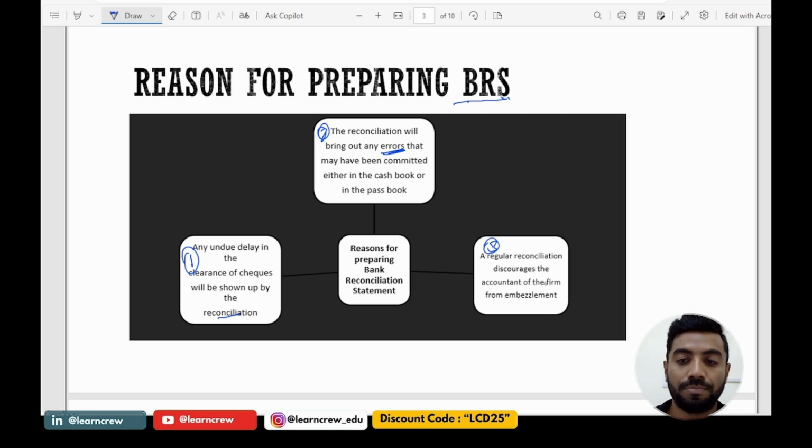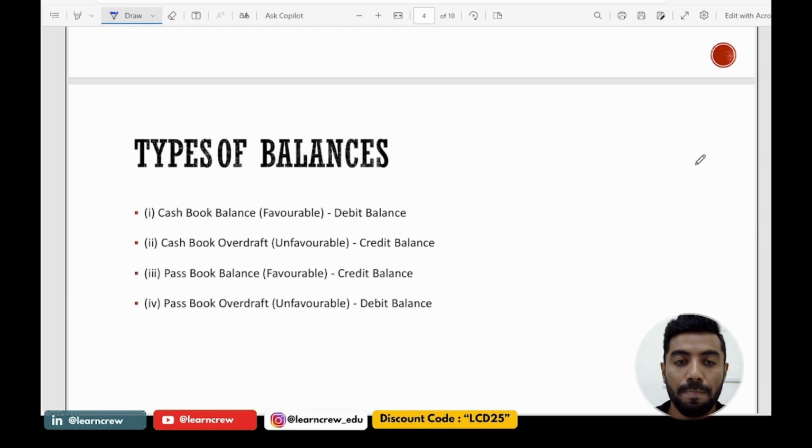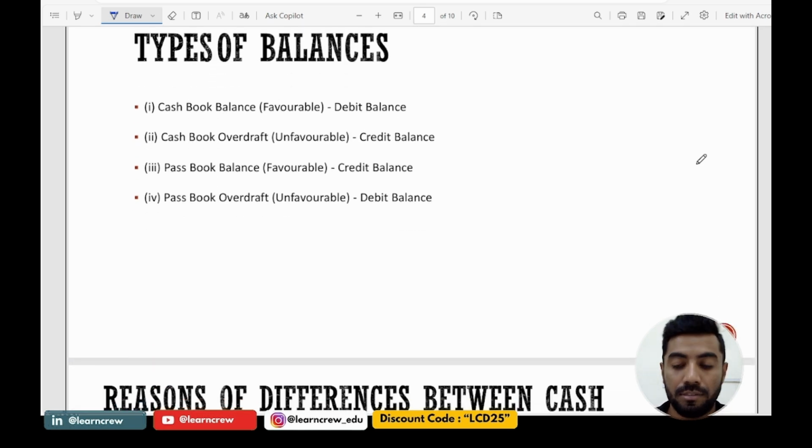What is the third reason? A regular reconciliation discourages the accountant of the firm from embezzlement, that is, theft of cash. If the accountant is taking away any money, we can get to know because both the balances have to match. In the reconciliation, we'll get to know. That is the reason we are preparing this BRS.